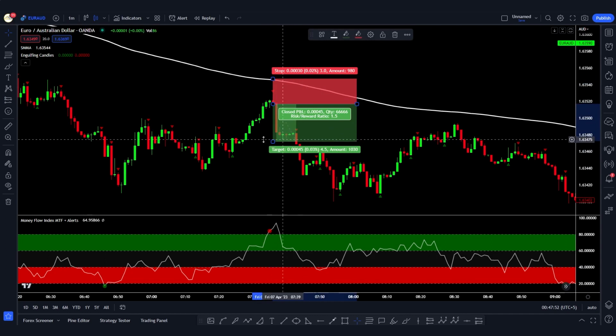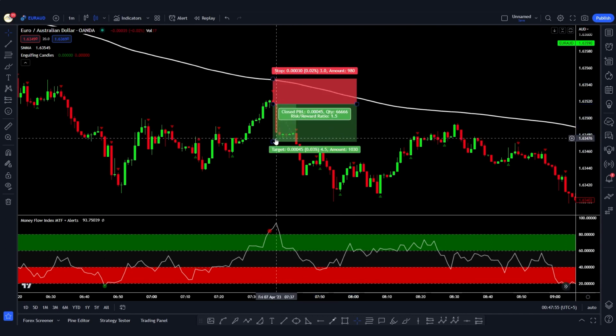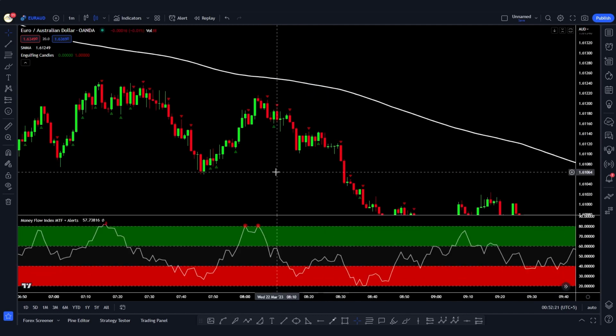Now again, this depends upon your risk appetite. If you're risking more percentage of your account, then you're exposed to more risk, but you can also take more profit. Here, let's go ahead and take a look at another short trade.